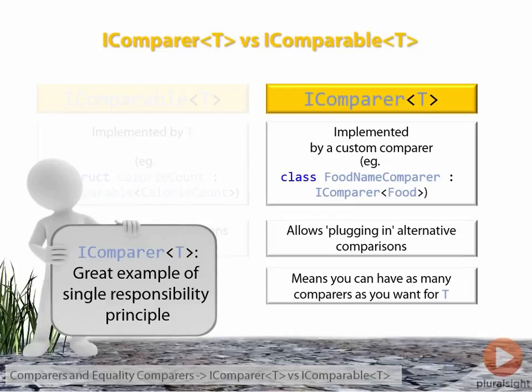The FoodNameComparer is a type that can do one thing: compare Food instances. Having this class that has just one responsibility usually makes for much more maintainable code than if we'd tried to somehow attach this ability to compare foods to the Food type itself, or to some other existing class, creating a class that has multiple responsibilities.